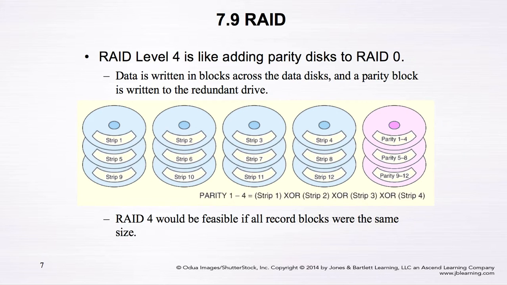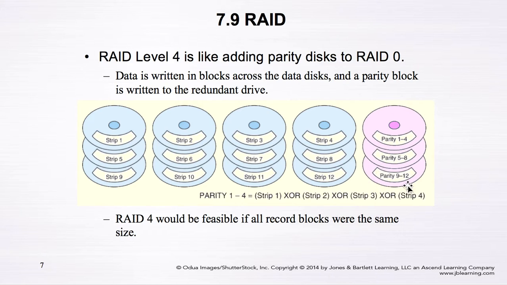The next type of RAID technology is RAID level 4. In this approach, the way we add the parity is the same as the approach in RAID level 3. Basically, data is written in blocks across the data disks. You can see data divided into different blocks, and each block will be written to a different drive, drive 1, drive 2, drive 3, drive 4, and so on. And the parity block is written to a redundant drive.